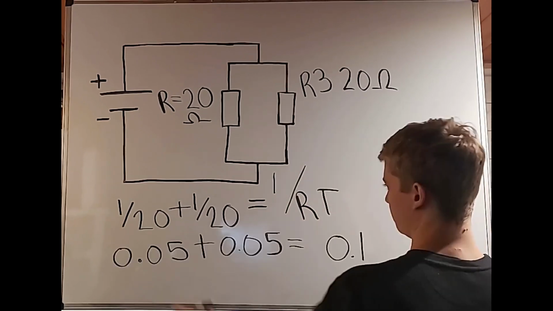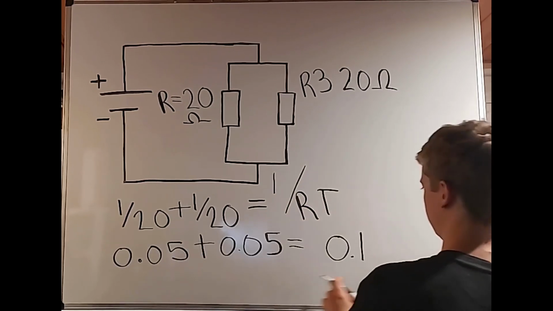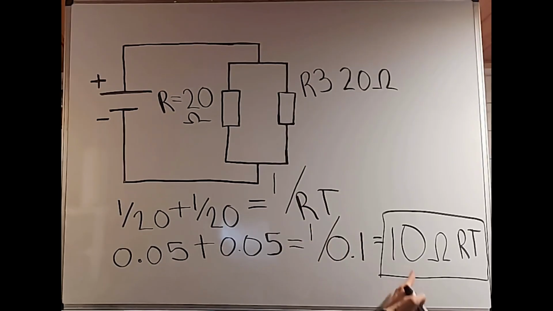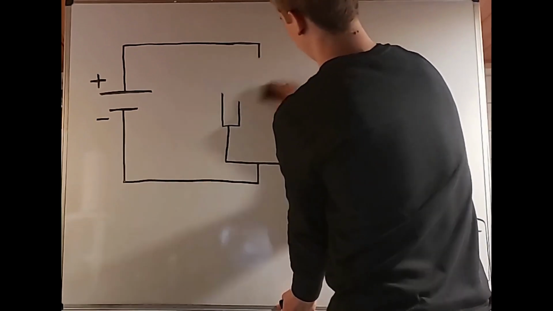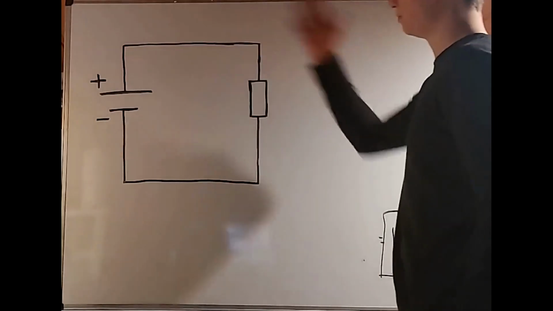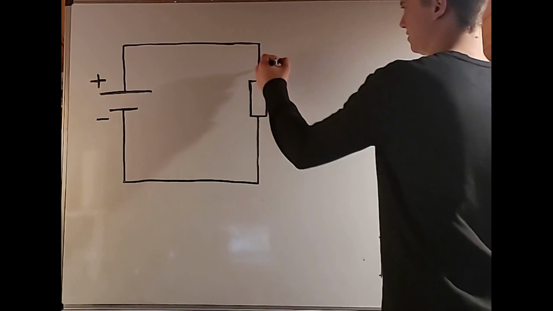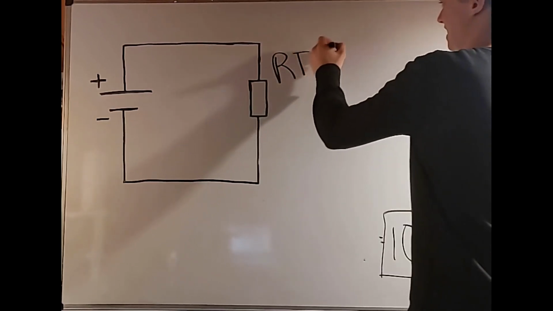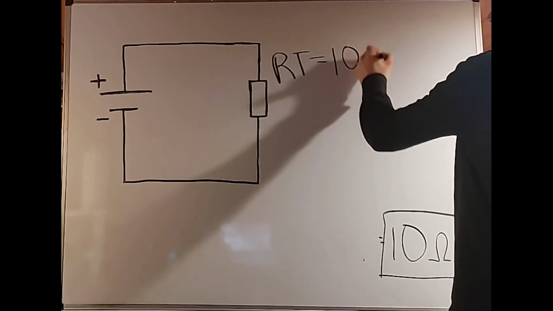Okay, so let's get into it. 0.05 plus 0.05 is going to give us 0.1. Of course, we're going to have to do 1 over 0.1. We're going to get 10 ohms for the R total. Now, again, we're going to get rid of what we just simplified. Now we simplified everything to one resistor, where we just have the R total, and that is the 10 ohms.